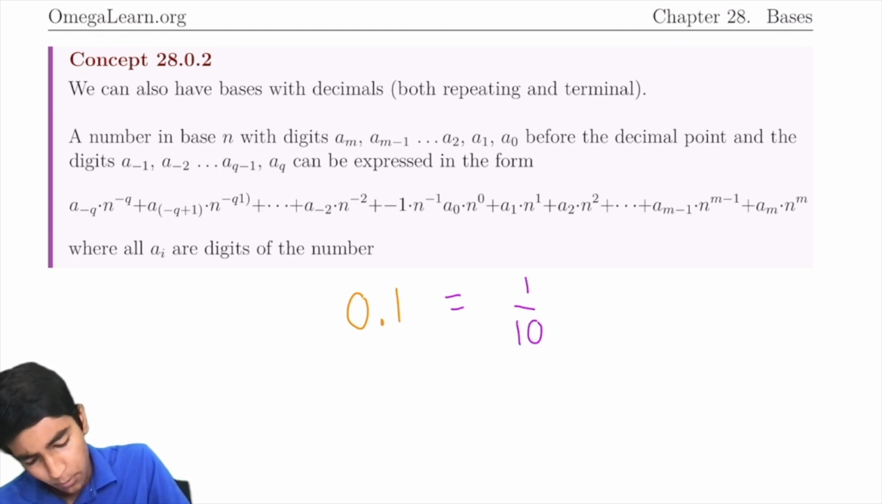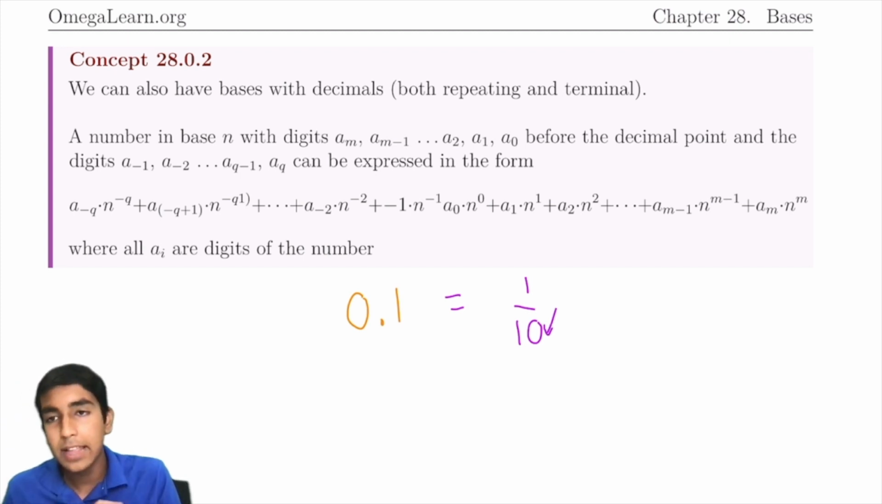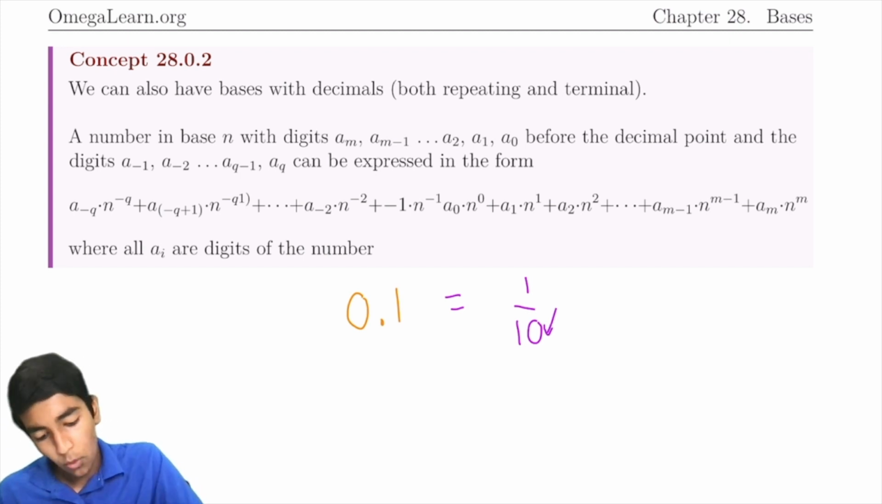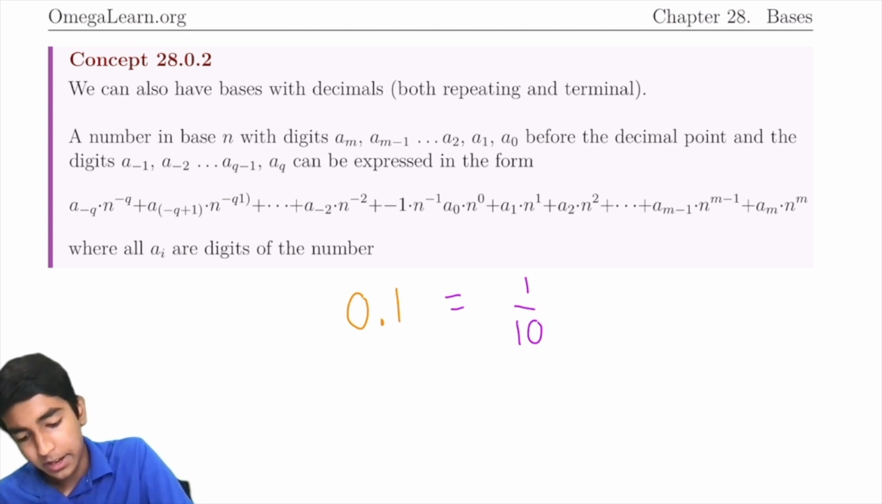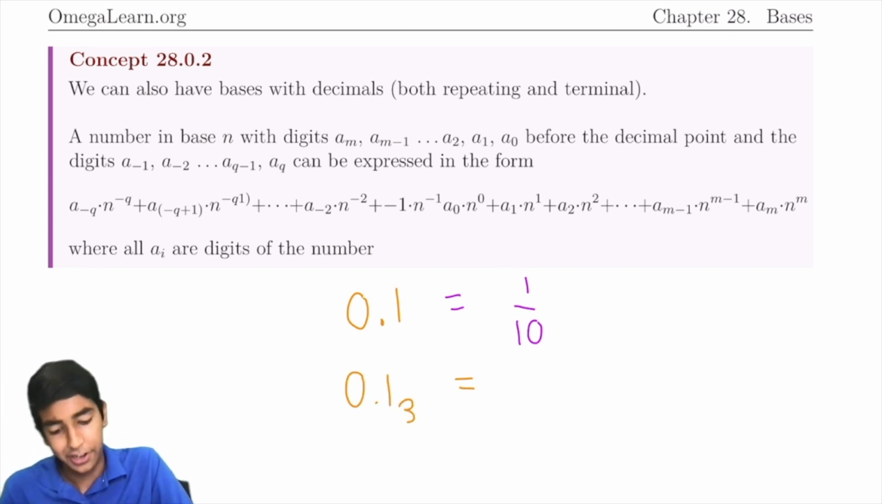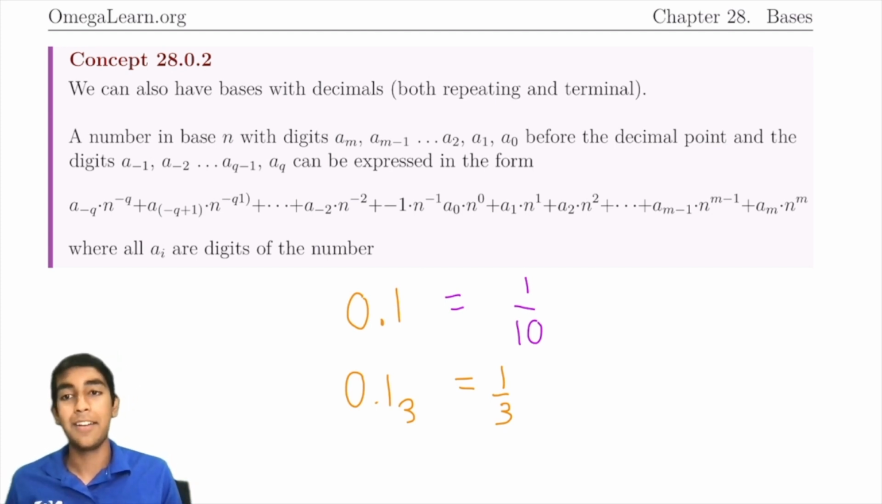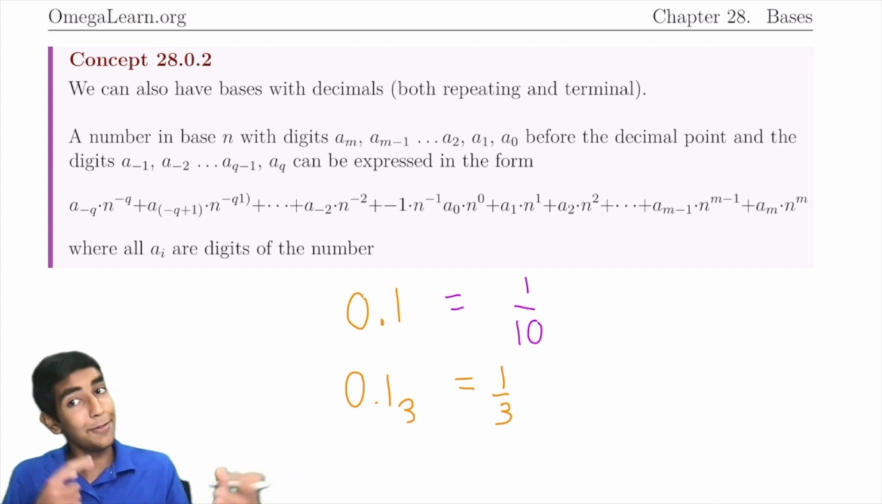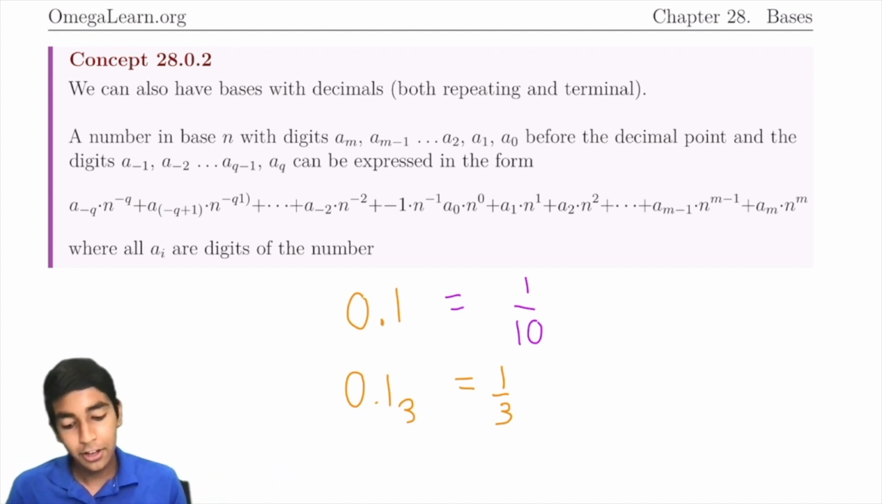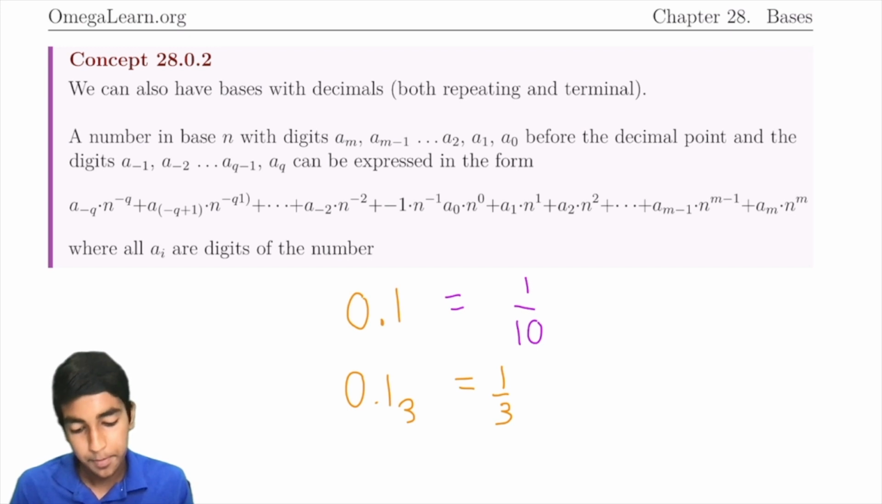Now, why do we divide by 10? Because 10 is the base. So what about 0.1 base 3? As counterintuitive as it might sound, this is a third. Yes, it's a third. 0.1 is a third. Now you can always say that, if you don't know which base is specified. So 0.1 base 3 is a third.